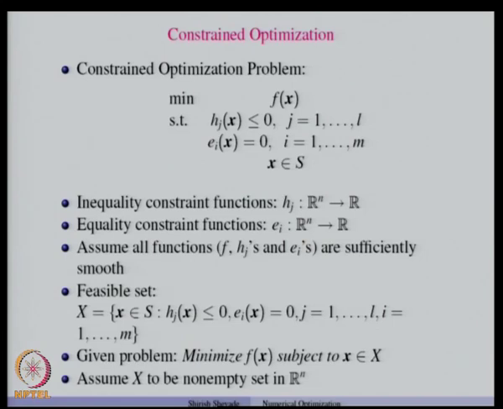Now, let us assume that X is a non-empty set in Rn, because if X is empty, then we really cannot solve this problem. And suppose X is a singleton, then that singleton point in the set X will be an optimal point. So, let us assume that not only is X non-empty, but X is also not a singleton.